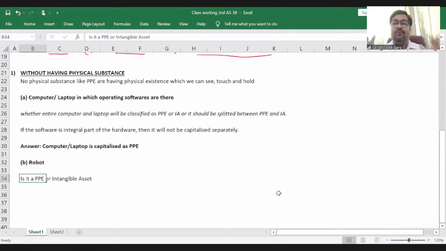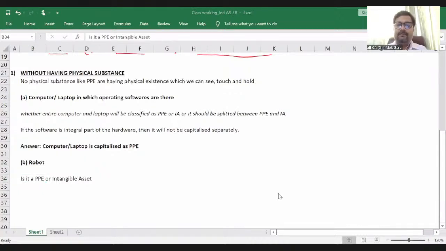So there are robots working in that Mercedes plant, and these robots are nothing but programs, software, and knowledge which is embodied in a physical substance, right? But what is the substance over form? What is the significant component? The significant component is the knowledge embodied in the robot, and hence it is an intangible asset. It is not property, plant and equipment, right? I hope it is clear to everyone.